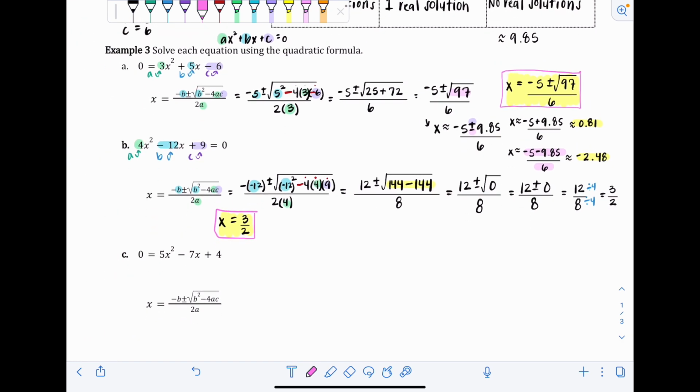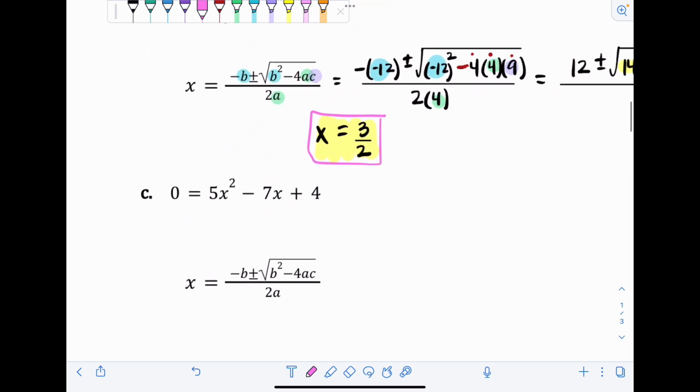Okay, for example 3C, this would be a good one to pause the video and see if you can do one on your own. If you want an extra example, of course, let's continue through the video, but this would be a good one to test yourself. So C is 0 equals 5x squared minus 7x plus 4. We want to go through and figure out what A, B, and C are.